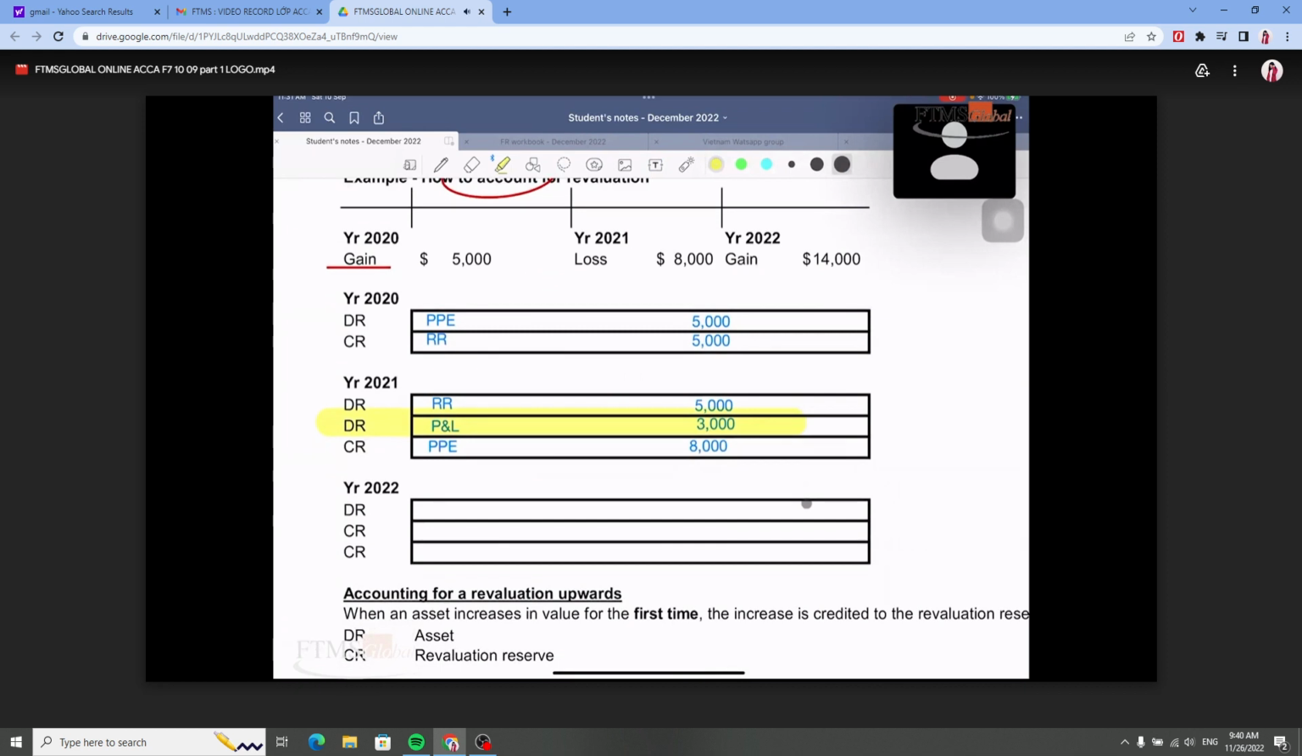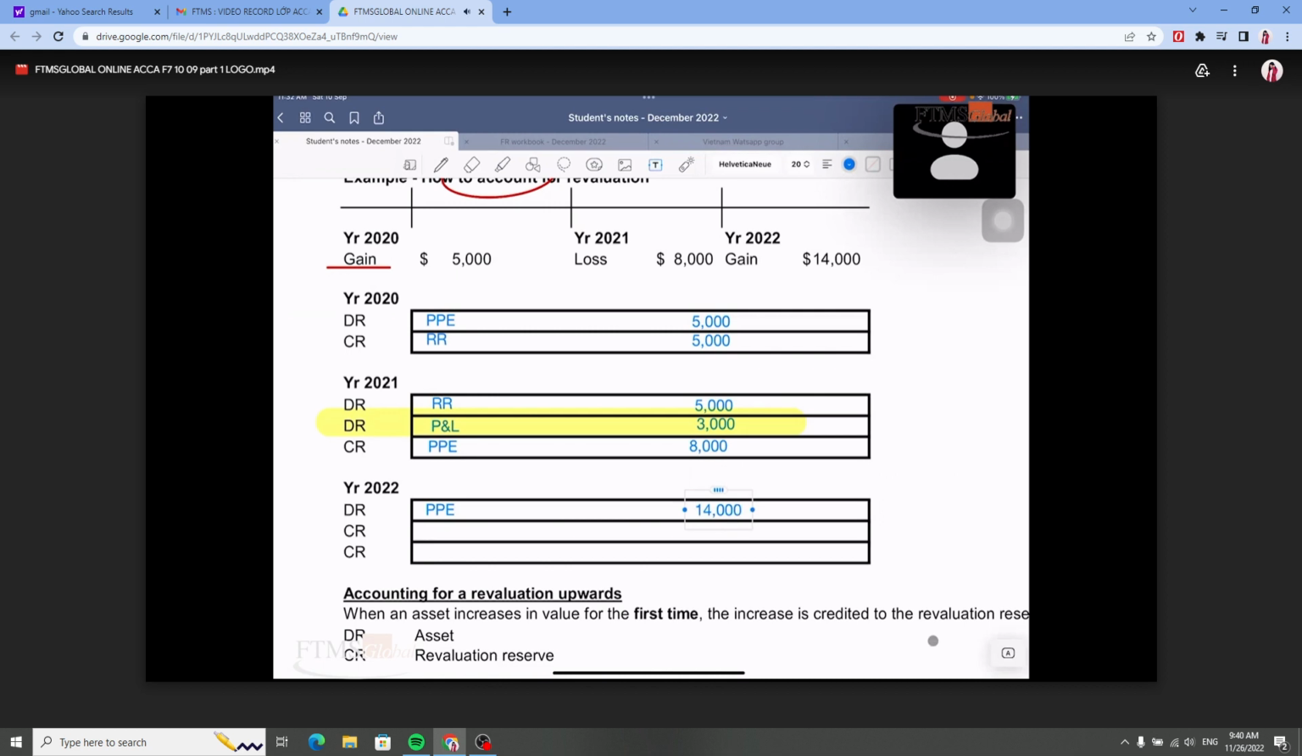And year 2022, let's say I make a gain of 14,000. Of course, I do the easy one first. I will debit my PPE by 14,000.